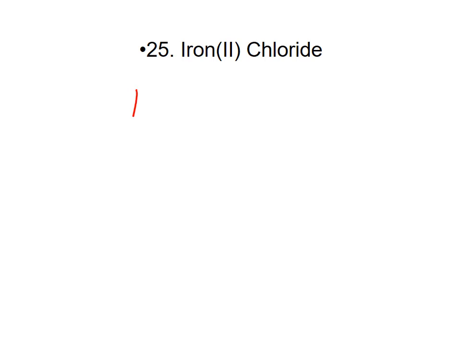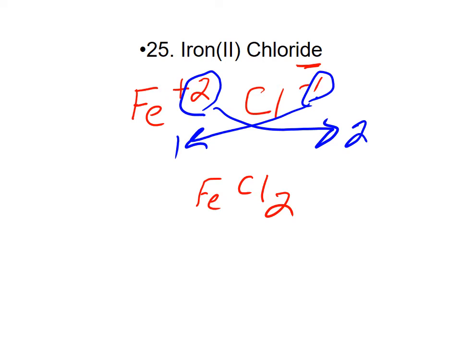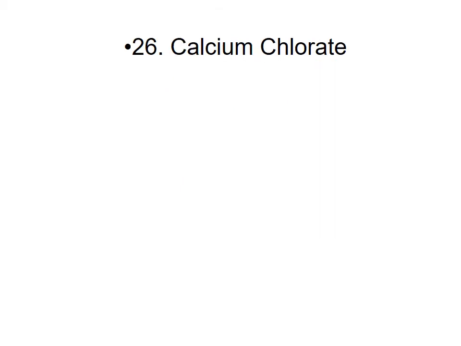For 25, we have iron 2, we know it's plus, so it has to be plus 2. The "ide" ending means chlorine, so that's Cl minus 1. They don't add to 0, so we know the 2 will come over here, and the 1 will come down here. So we will have Fe. We don't write 1, but we do have Cl. We do write the 2. Remember, chemists don't like to write things that they don't have to, and 1s are something you don't ever write. FeCl2, iron 2 chloride.